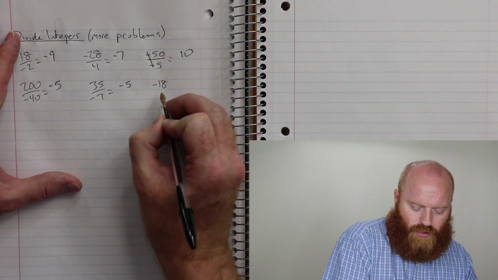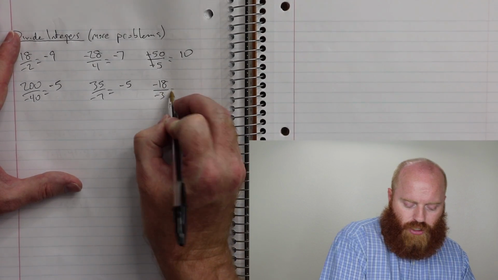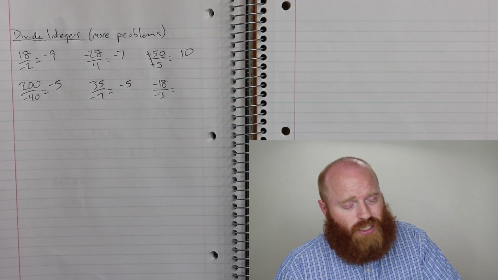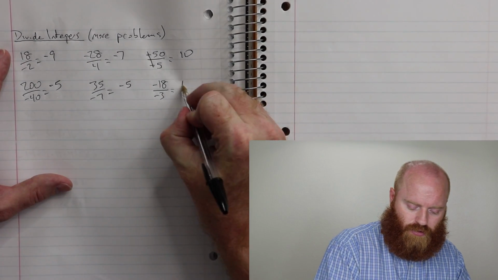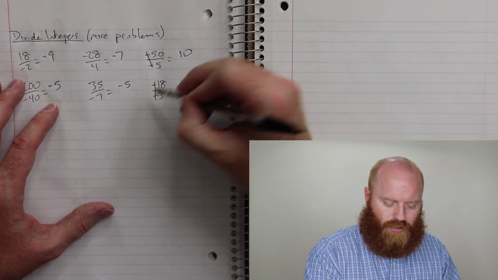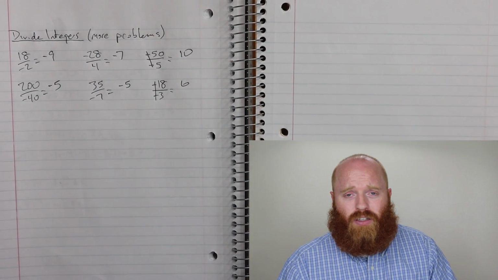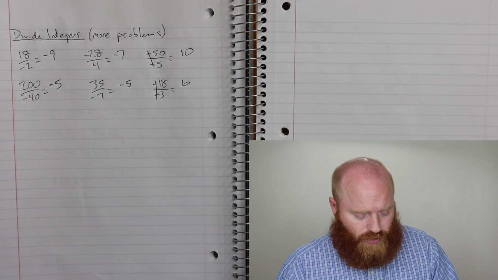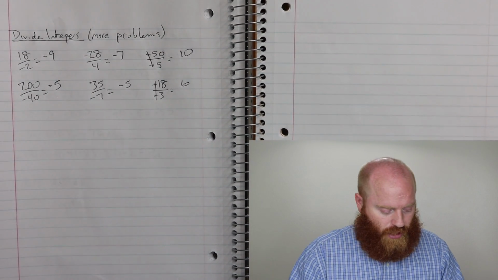Let's say negative 18 divided by negative 3. 18 divided by 3 is 6. Negative divided by negative, they're going to cancel, so it's positive 6. There's no negatives left over. The two negatives that you had cancel with each other and result in a positive answer. Let's keep cruising.